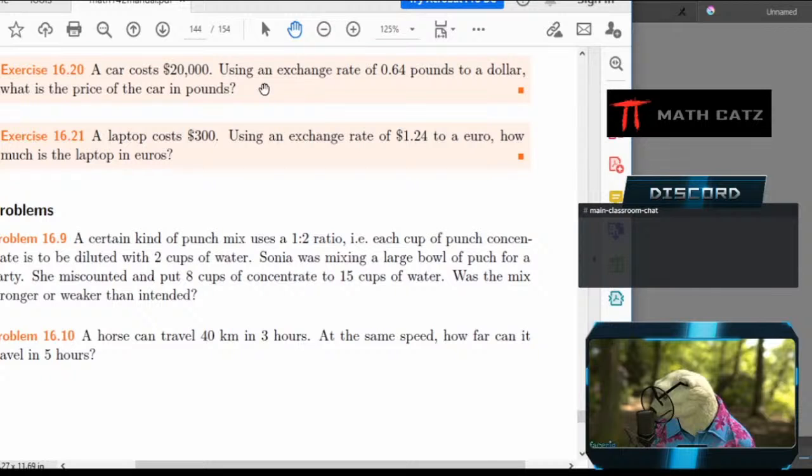All right. I think where this really shines, in my opinion, is exchange rate questions. This was made for exchange rate questions. But we're going to start small. A car costs $20,000. Using an exchange rate of 0.64 pounds to a dollar. Now, I don't know if this is actually the exchange rate right now. I don't really care. 0.64 pounds to a dollar. What is the price of the car in pounds? That might be an important question.